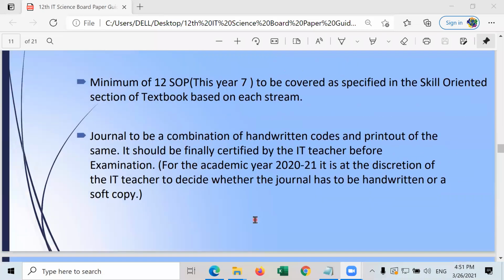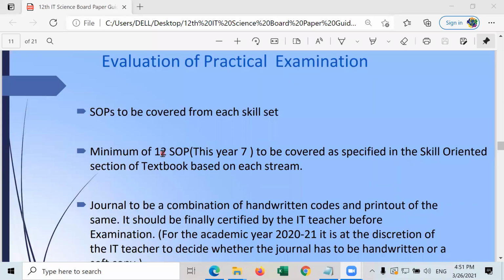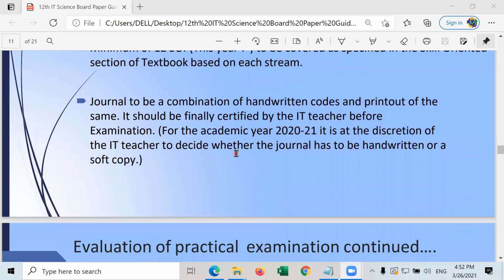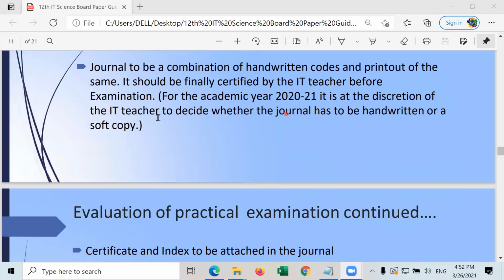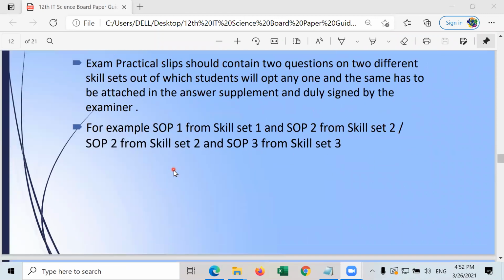Now this year, actually we are supposed to conduct 12 practicals, but due to COVID, the practical syllabus has been reduced to 7. So we have conducted 8 practicals. We did one practical extra. So we have discussed this part. In general, you have to attach certificate and index. All of you did that. So I'm skipping this slide.